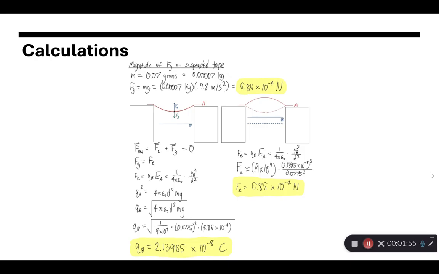At the top here you can see we found the magnitude of the force of gravity by multiplying the mass times the gravitational acceleration to get this. And then we know at the very first instant that the tape is pushed upward, the net force is going to be 0. So we use the formulas for electric force and the force of gravity, and use that to solve for the charge on the tape. And then once we have that charge, we can plug it back in to show that the electric force and gravitational force are equal.